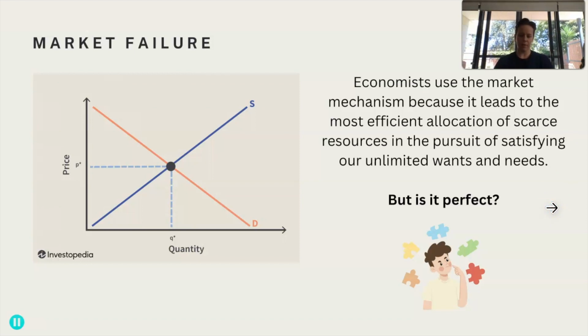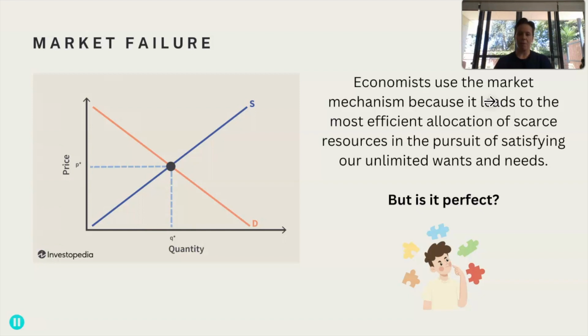So for the purposes of this course, market failure is an umbrella term. There are different types of market failure that exist, but they ultimately all have the same problem associated with them. Economists use the market mechanism because we understand that it leads to the most efficient allocation of scarce resources in the pursuit of satisfying our unlimited wants and needs. It's the best thing we've got in trying to solve the basic economic problem.